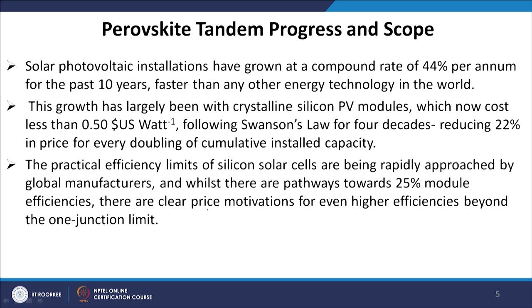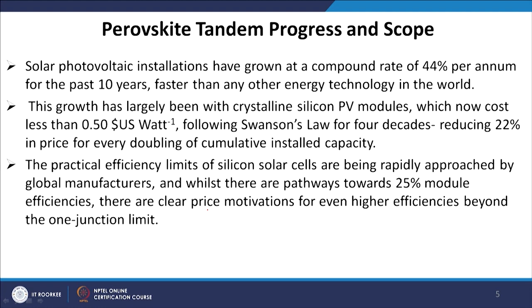Solar photovoltaic installations have grown at a compound rate of 44% per annum for the past 10 years, faster than any other energy technology in the world. This growth has largely been with crystalline silicon PV modules, which now cost less than $0.50 per watt, following Swanson's law for 4 decades, reducing 22% in price for every doubling of the cumulative installed capacity. The practical efficiency limits of silicon solar cells are being rapidly approached by global manufacturers, and whilst there are pathways towards 25% module efficiency, there is clear price motivation for even higher efficiency beyond the one junction limit.